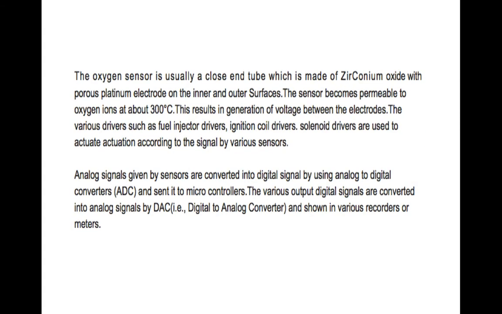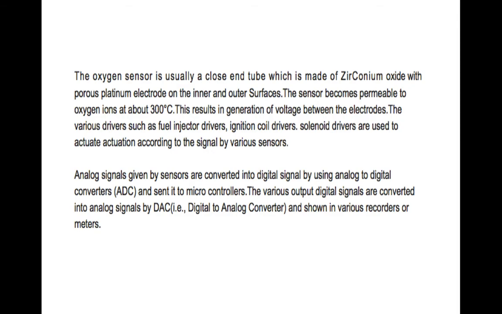The oxygen sensor is usually a closed end tube made up of zirconium oxide with porous platinum electrodes on the inner and outer surface. The use of the sensor is very simple: it tells how much oxygen is available at the exhaust. If there is any change in the exhaust, or in how much oxygen is available to ignite the air fuel mixture, such things have to be evaluated for the various applications.